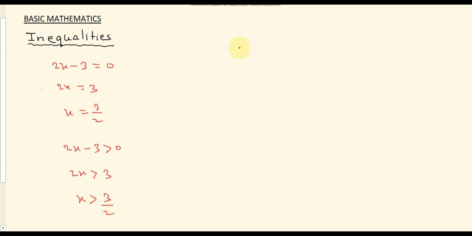Now if we had minus 2x greater than 3 and we want to find x, for this we have to divide both sides by minus 2, and minus 2 is a negative number. So on dividing both sides by minus 2, the sign of inequality will reverse. We will have x less than 3 by minus 2.